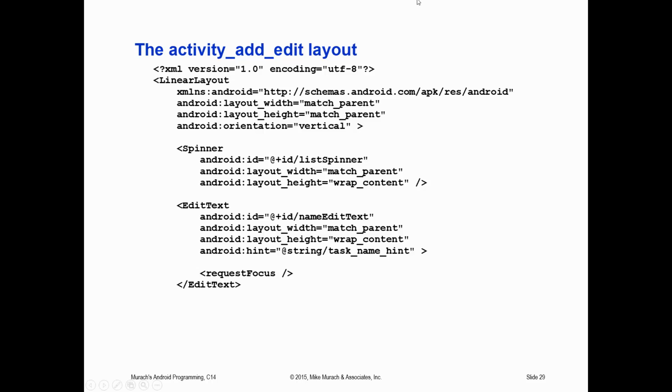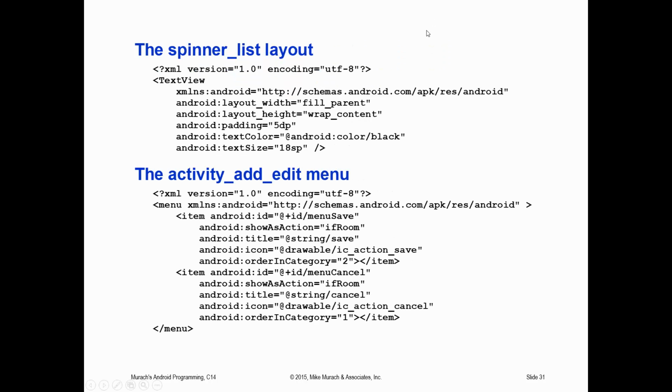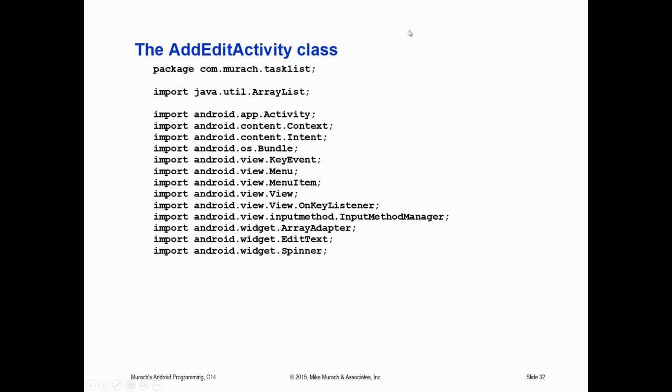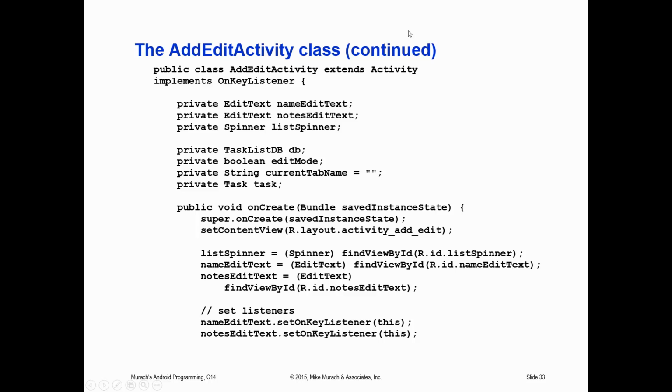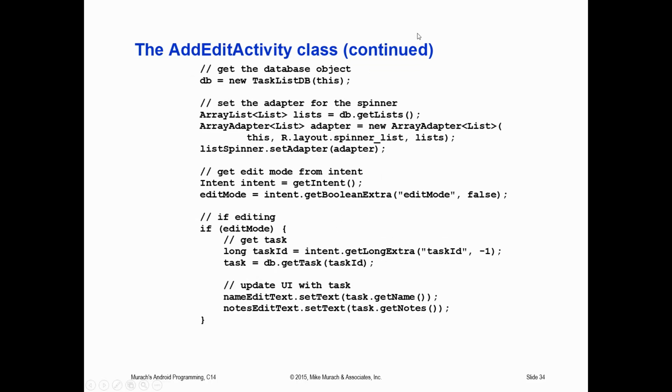Figure 14.11 also shows the associated code that defines the menus for the add edit activity. It displays two items, the save item and the cancel item. Both of these menu items display icons on the taskbar if there's enough room. Otherwise, they display text in the options menu.